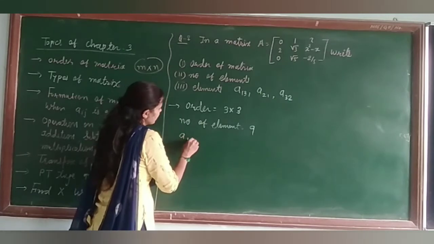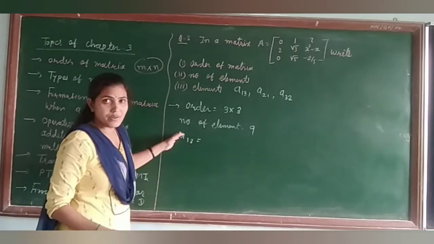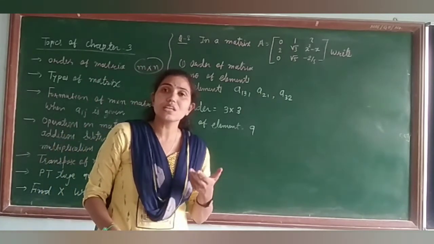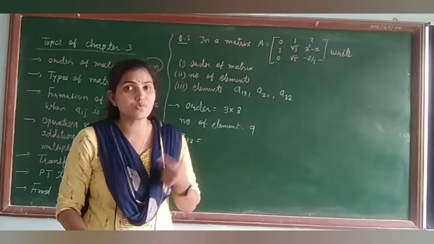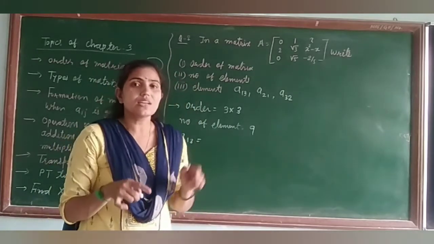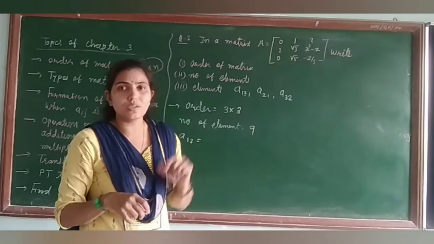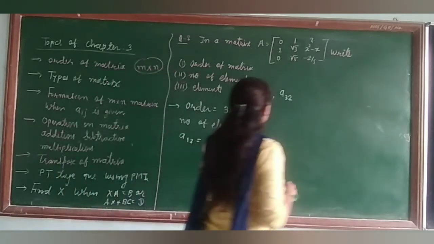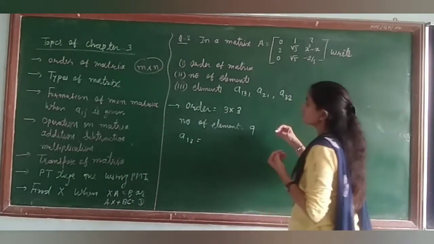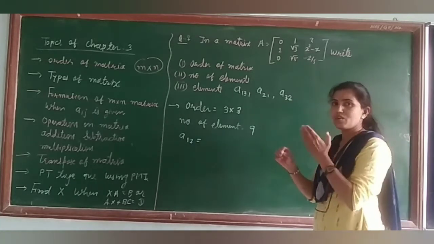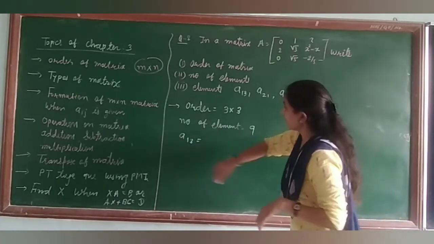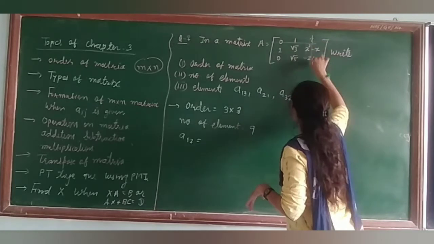Then A13. Now what is the element A13? Students, this type of question can be asked as an objective. In the matrix, write down the element A23. So what do we have to do? Find the element of A23. A23 means second row and third column. Here A13 means first row and third column.